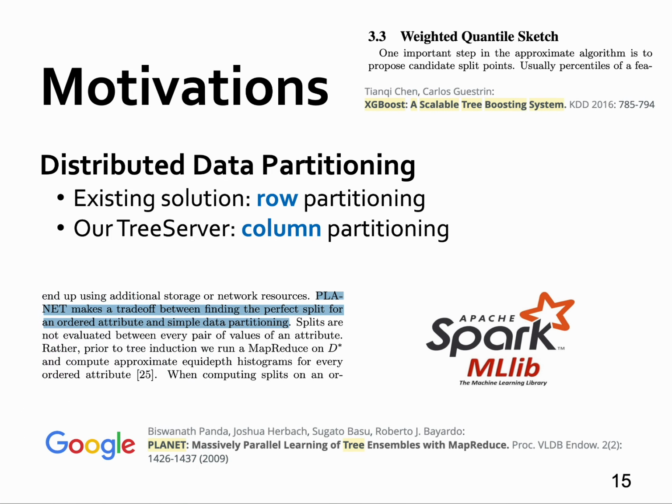In fact, existing systems that adopt row partitioning cannot compute the exact split condition due to the overwhelming amount of communication, and they had to use approximate methods to reduce the number of split values that they examine. On this slide, the paragraph on the left shows that PLANET, which is Google's tree building MapReduce algorithm and later adopted by Spark MLlib, uses approximate equidepth histograms, while the paragraph on the right shows that XGBoost uses weighted quantile sketches to find good approximate split values.